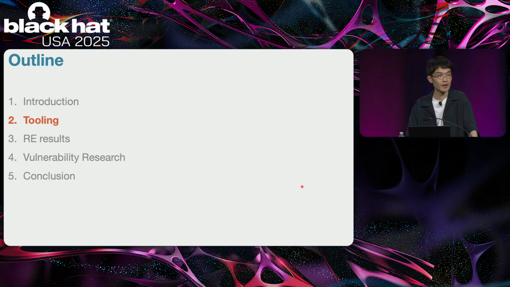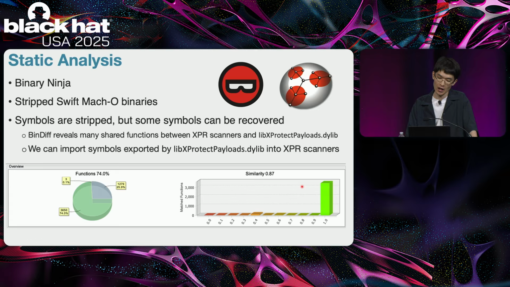So next, let's move on to the tooling: how I did what I did. I analyzed more than 20 Swift binaries using Binary Ninja. Of course, these binaries are stripped, but surprisingly, some symbols can still be recovered. That's because I performed binary diffing using BNDIF and found that XPR scanners share functions with XProtect payload directives. This means we can import the symbols exported by that directive into the XPR scanners.